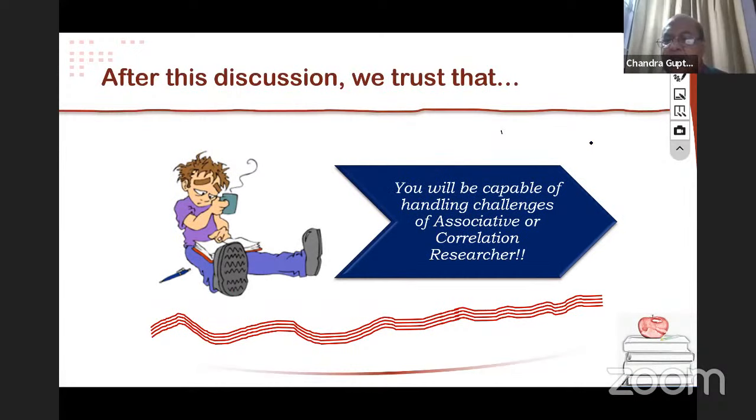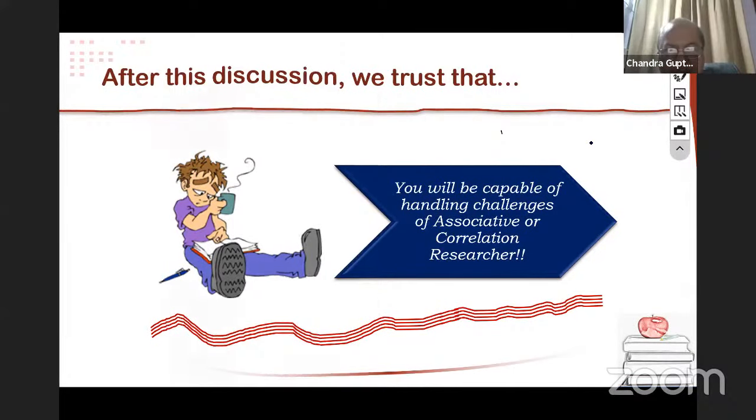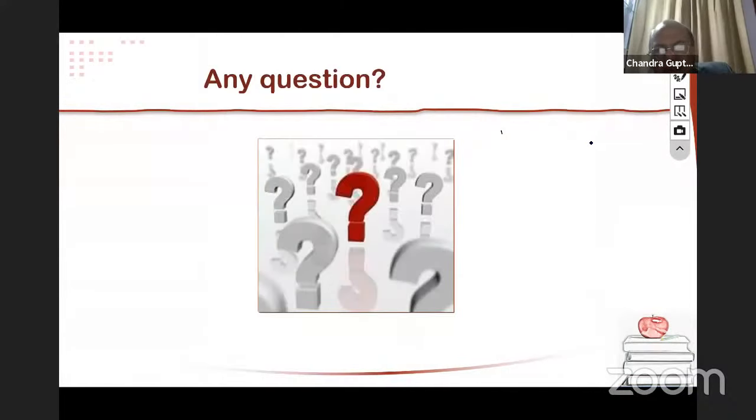So now I think you'll be capable of handling challenges of association and correlation. Any question here? Any doubt, any query? Regression I will take tomorrow. We don't have much time to talk about regression, that we will take next time. If you have any question, any doubt, please don't hesitate in asking. Whatever we have discussed today, this session, any questions if you have?